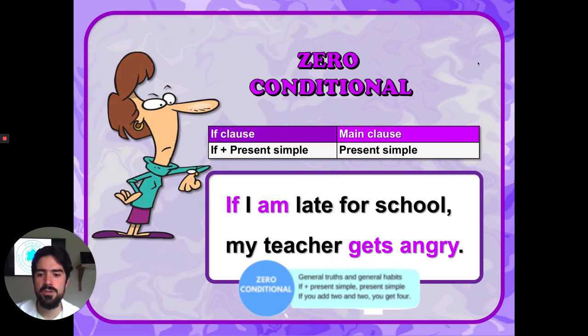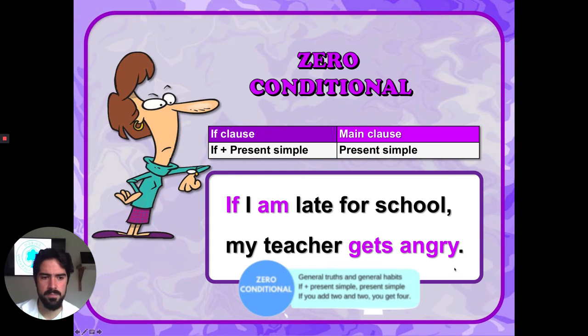In the zero conditional, we have the if clause using present simple tense, okay? If plus the present simple, and the main clause uses the present simple too. For example, if I am late for school, my teacher gets angry. So am is present, gets is present, and take this into account. I use the zero conditional to talk about general truths and general habits, okay? Things that are always true, okay?